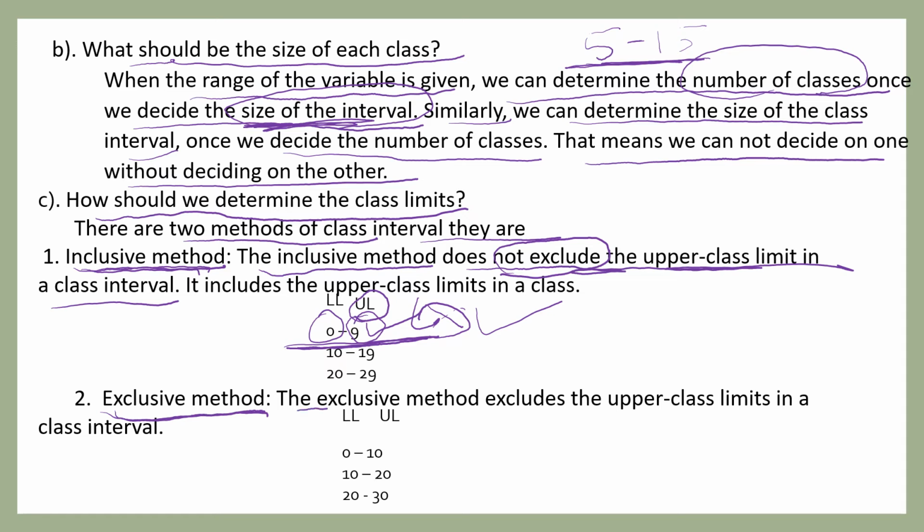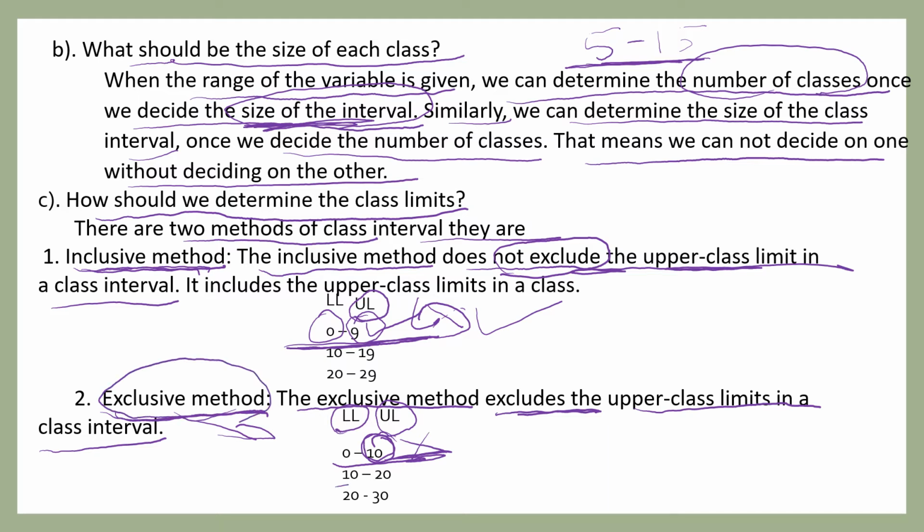See here, the exclusive method excludes the upper limit in a class interval. Here you can see 0 to 10. 0 is the lower limit and 10 is the upper limit. The value 10 is not included in this class. That means the value 10 is excluded. Because of that reason, we call this the exclusive method.